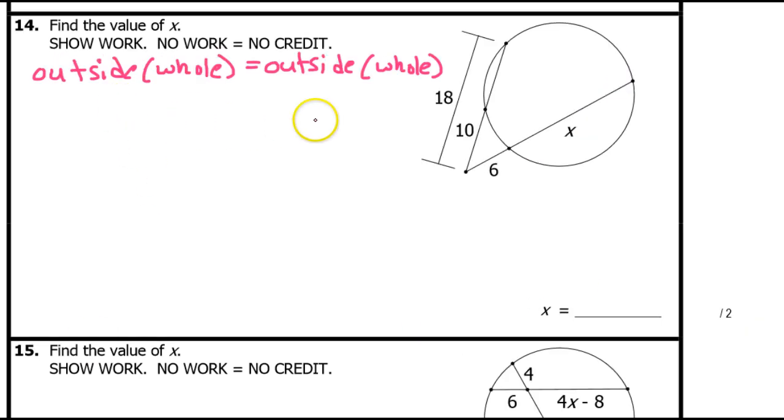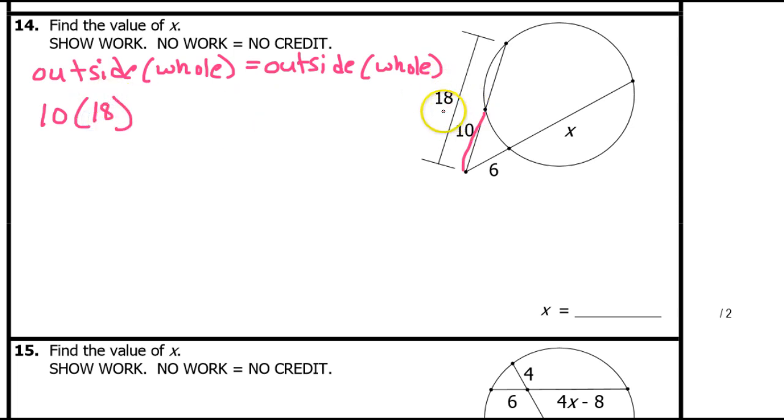For number 14, we are dealing with that same situation. The segments are meeting outside the circle, so the outer part times the whole thing is going to equal the outer part times the whole thing. Looking at this segment over here on the left, the outer part is the 10. So I'm going to start with that, 10, times the whole thing. Well, the whole thing is 18.